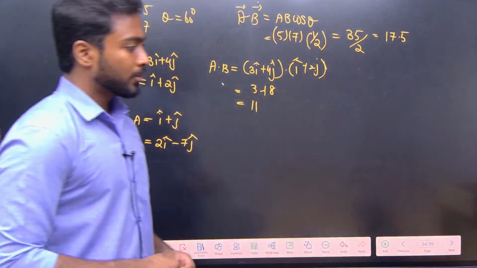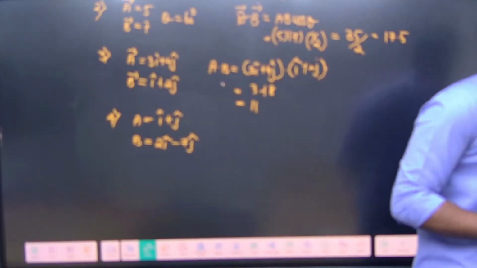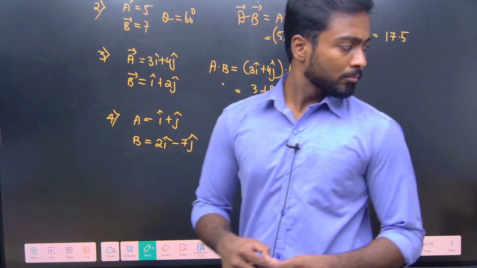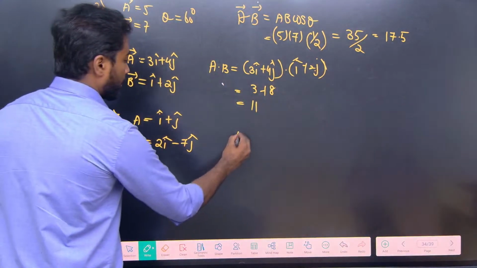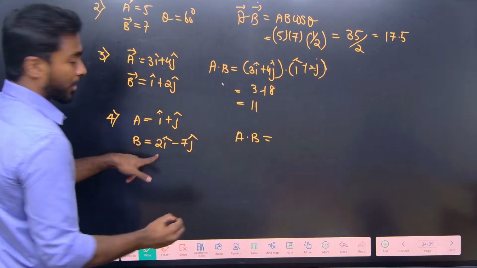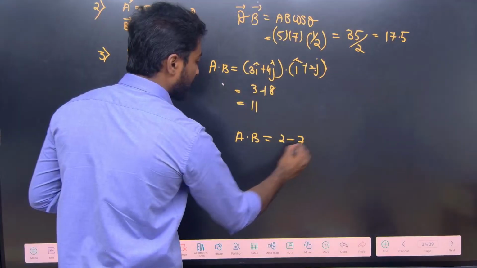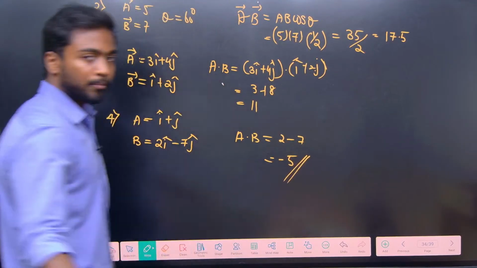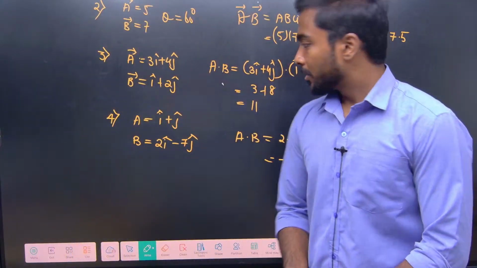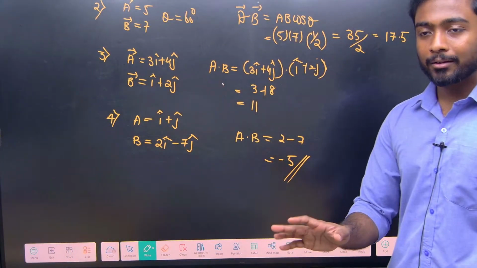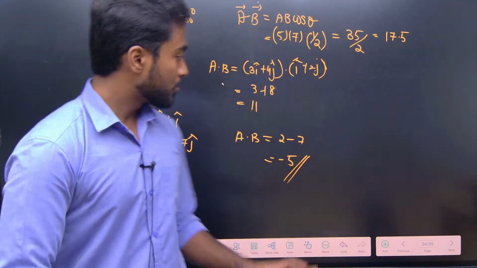What is the answer for this question, Arish? Minus 5. Yes. So A dot B: i dot i, 1 into 2 is 2, j dot j, 1 into minus 7 is minus 7, answer is minus 5. Yes, it's possible. Answer can be minus also, no issues. They are only asking about the magnitude, right? That's it. I am not talking about what kind of sign it can be. Okay, so the answer is minus 5.